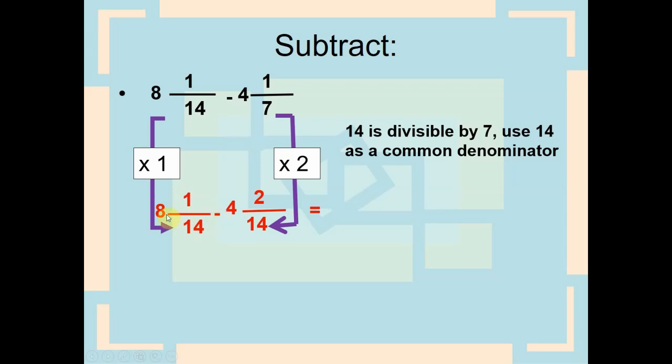Subtract now the whole numbers first. 8 minus 4 equals, because 1 is smaller than 2 here, we borrow 1 from 8, it will be 7, and we add 14 plus 1 equals 15. Then subtract 7 minus 4 equals 3, and the fraction 15 minus 2 equals 13 over 14. Then the result is 3 and 13 over 14.